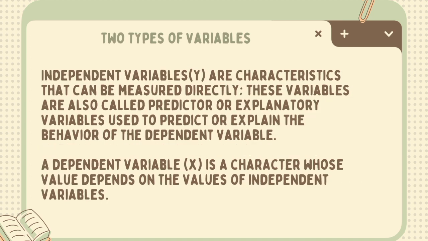There are two types of variables in regression analysis. Independent variables are characteristics that can be measured directly. These variables are also called predictor or explanatory variables, used to predict or explain the behavior of the dependent variable. A dependent variable is a characteristic whose value depends on the values of the independent variable. Note that there can only be one dependent variable, but there can be more than one independent variable.